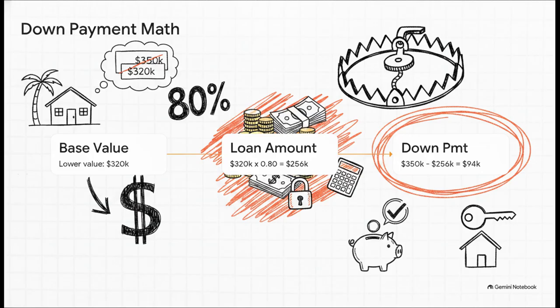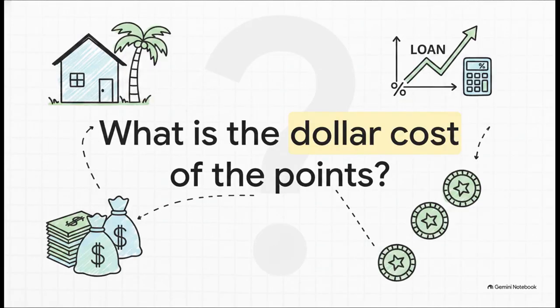The base value for the loan is $320,000 because remember, the lender uses the lower of the contract price or the appraisal. 80% of that is a loan of $256,000. But wait, the seller still demands the full contract price. So $350,000 minus the loan amount equals a required down payment of $94,000. Be honest, if you used the $350,000 contract price for the LTV, you totally fell for the trap. Let's move on to question 2.